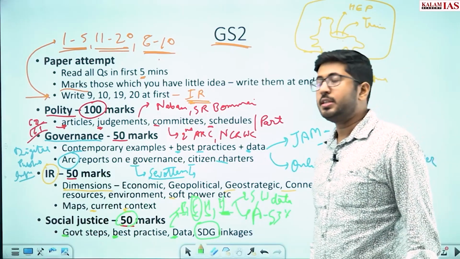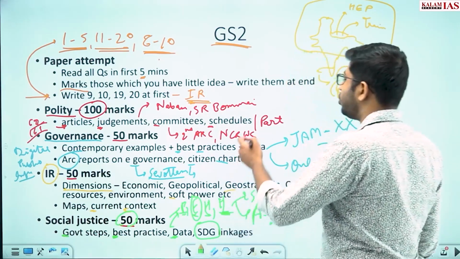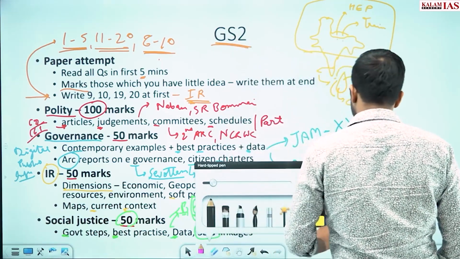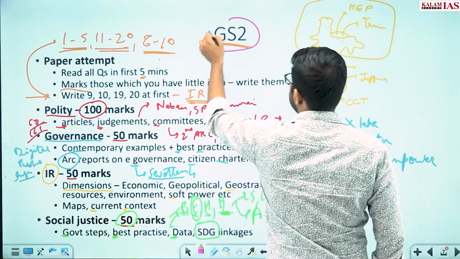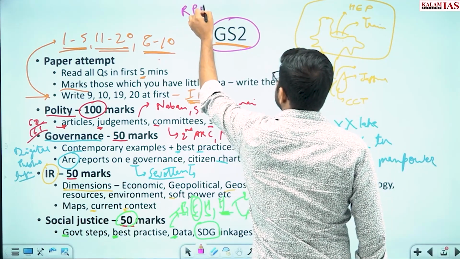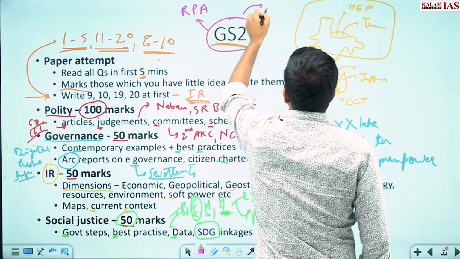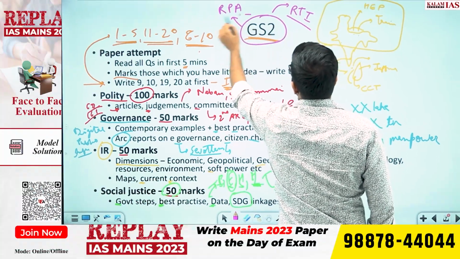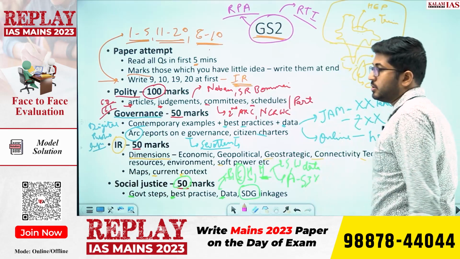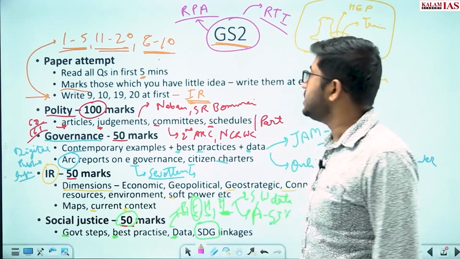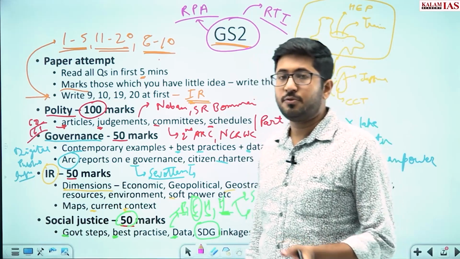One more important thing in GS2 is the 2 laws that are mentioned in the GS2 paper. Only this paper has specific laws mentioned. First is the RPA and second is the RTI. RTI is indirectly mentioned; it is part of both GS4 and GS2. And the RPA, the RPA 1951, is related to elections. So these 2 laws are very important, especially for polity.